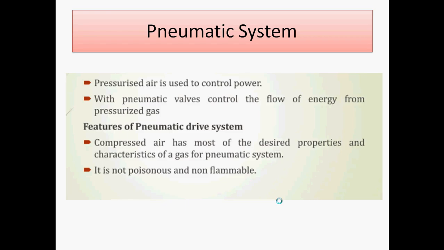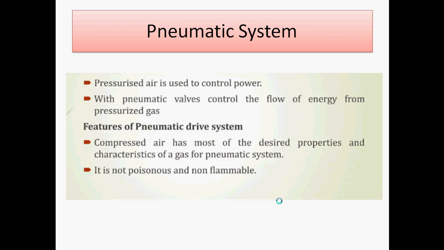So here, instead of the fluid, we can pressurize the air and control the power. Here also we can use a pneumatic valve control. There are different control valves, but here there is an absence of a storage tank. In a hydraulic system we are storing the liquid, so that requires a storage tank, but in the case of pneumatics we are not storing the air because it is freely available in the environment, so we can take it and then actuate the system.